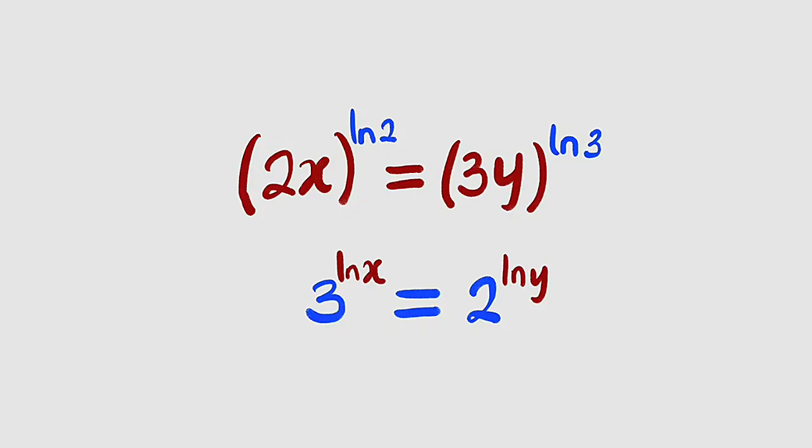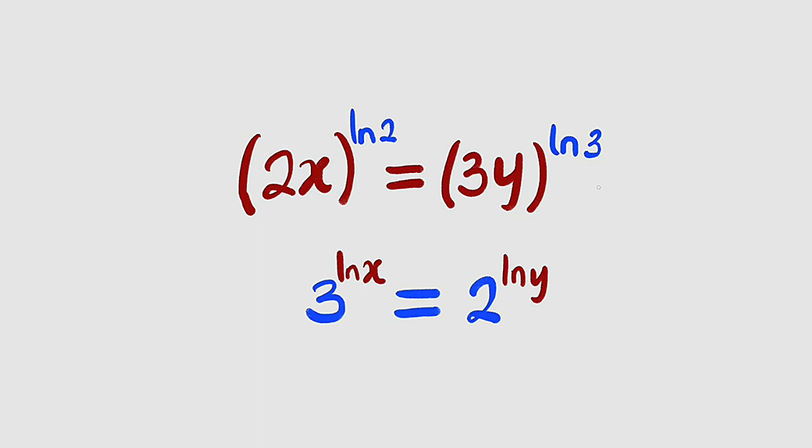Hello, good day viewers. In this tutorial, we are going to find a solution to this system of logarithmic equations, though it is also an exponential equation, right? We want to find the real values of x and y that can satisfy both equations, and the equations are 2x to the power of ln 2 equal to 3y to the power of ln 3, and the second equation is 3 raised to the power of ln x equal to 2 raised to the power of ln y.